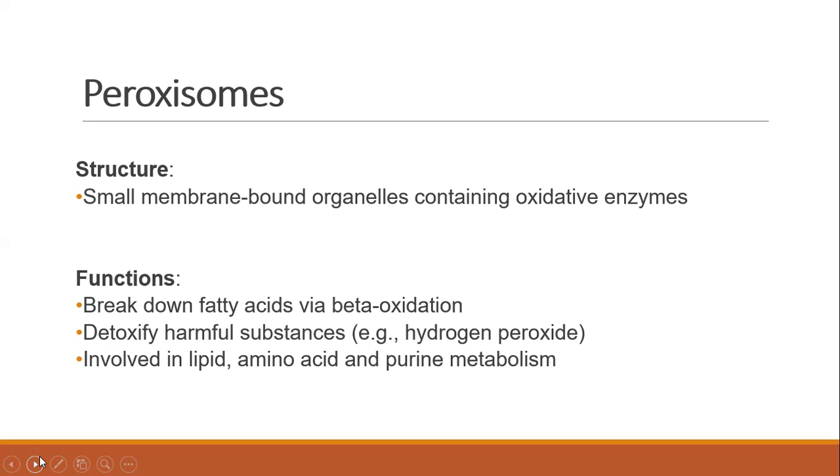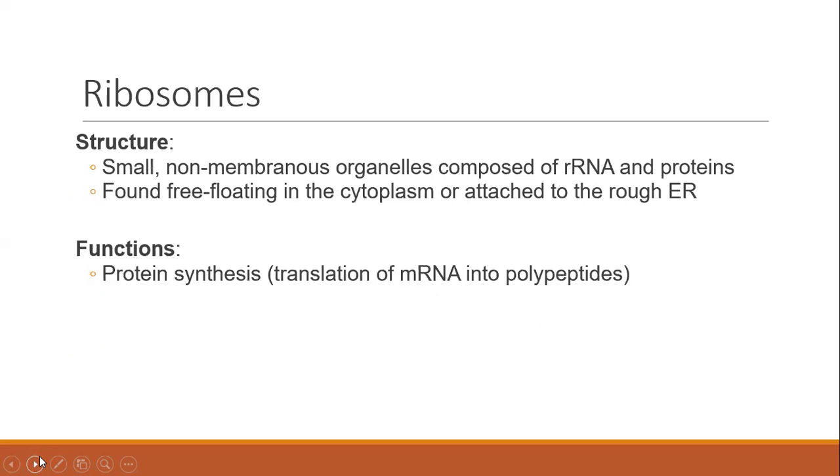They produce hydrogen peroxide when branched-chain fatty acids or long-chain fatty acids are metabolized within the peroxisomes. Peroxisomes are involved in lipid, amino acid, and purine metabolism.